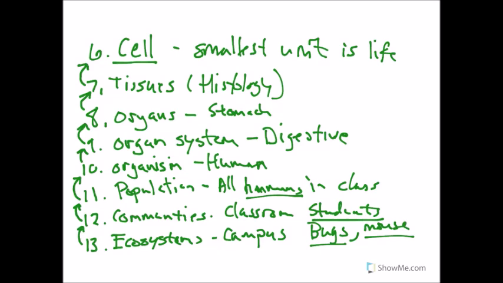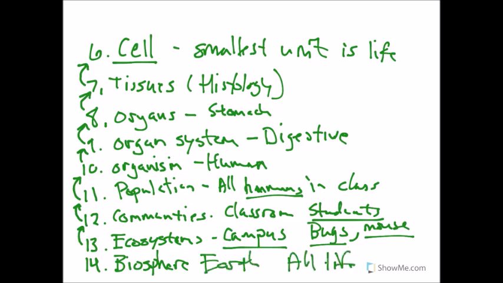So the ecosystem can be like a campus where each classroom and even each building is its own set of communities, with different populations in each classroom. And this takes us to the biggest thing we can think of that is dealing with life as we know it right now, and that's the biosphere. This would be Earth, all life on Earth.